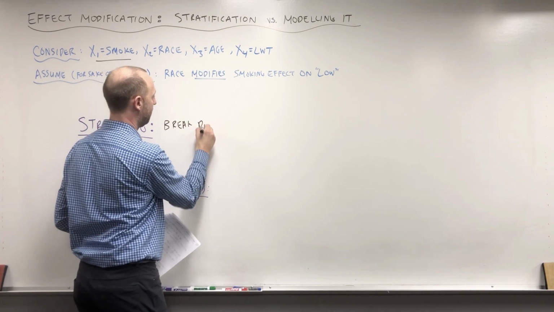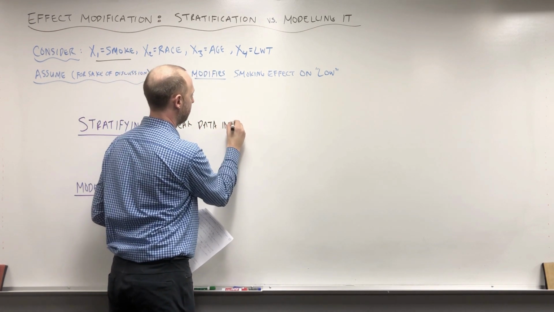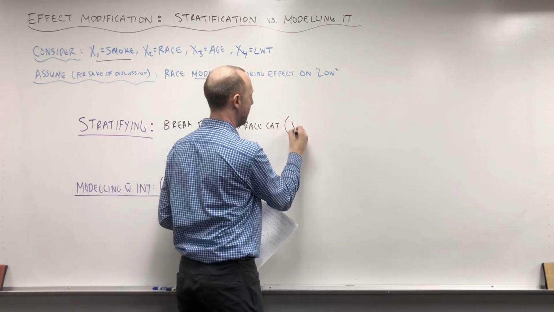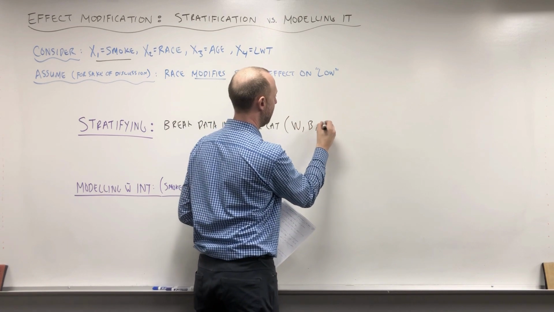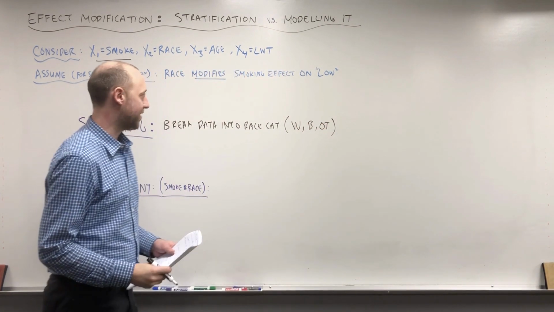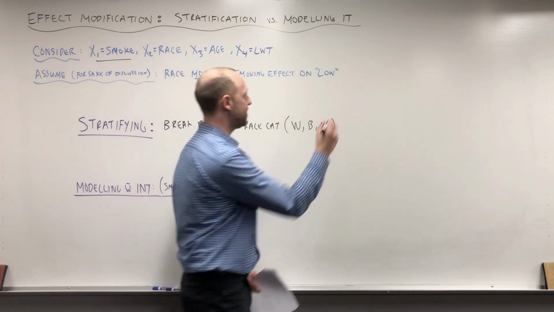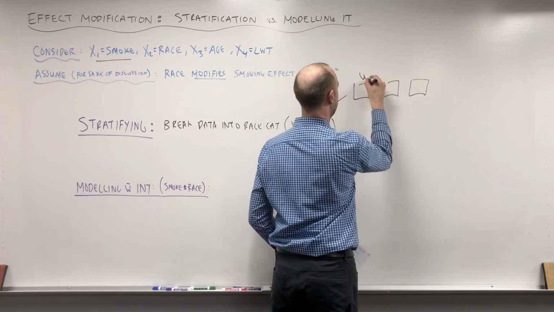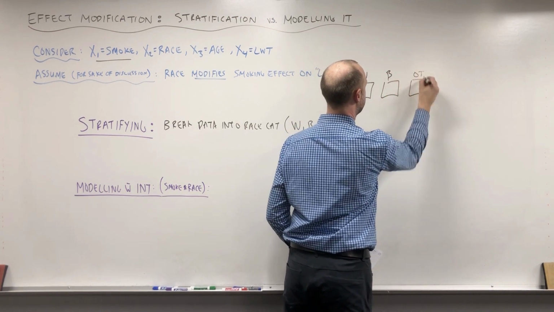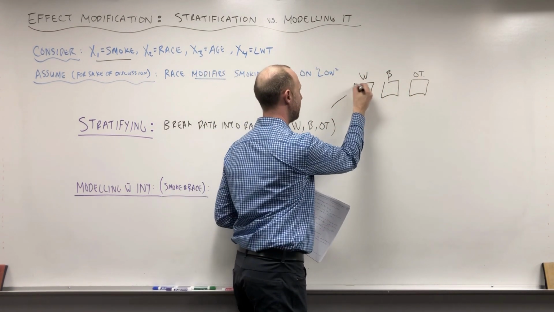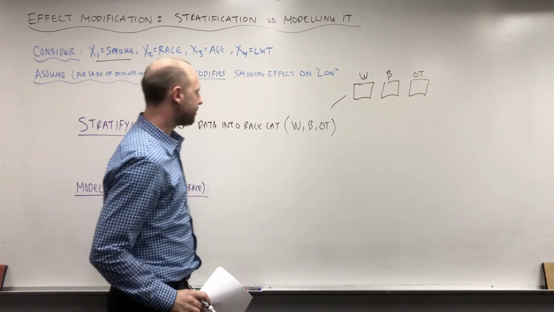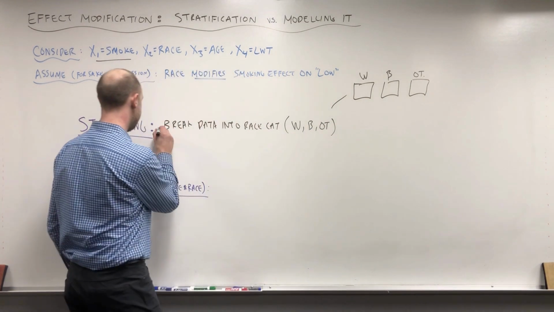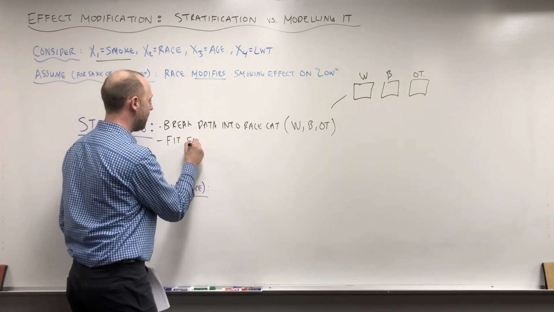break the data into race categories. Right, so we had white, black, and other. That were the three race categories that we had. So what we could do essentially is take our data and chop it up into three different strata, or three different groups. Right? The data for only white, the data for only black, the data for only other. Then within each of those we can fit a model. Right? So let's just say fit separate models.